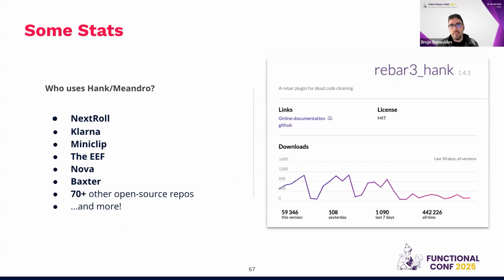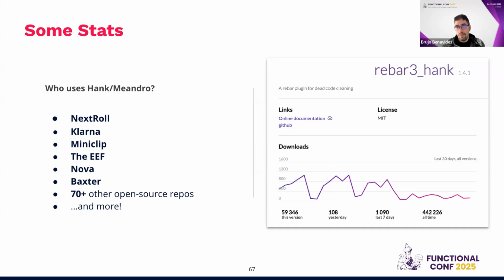We did the previous analysis almost 3 years ago. So, how are they doing today? Well, since the time we created Hank, I moved to a different company. I currently work at Baxter. That company was Nextron. Hank and Meandro are both open source projects from Nextron.